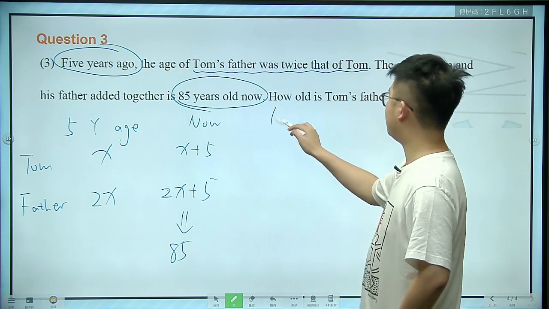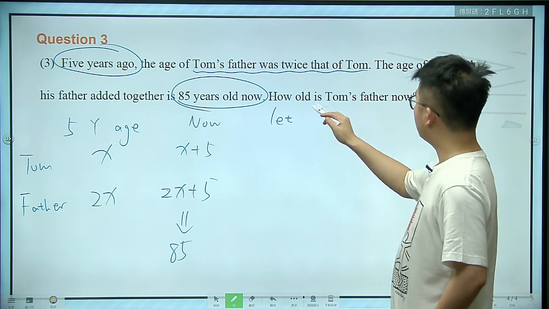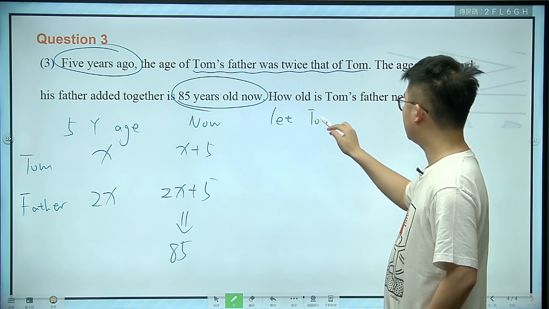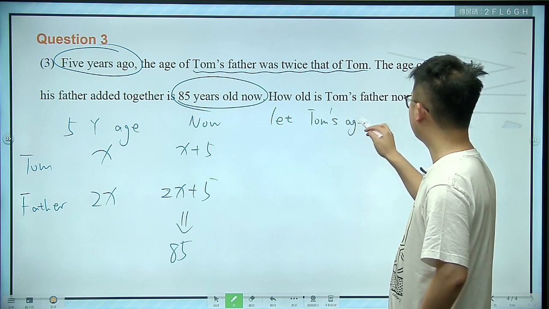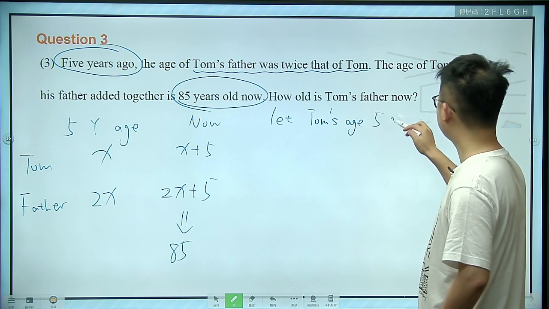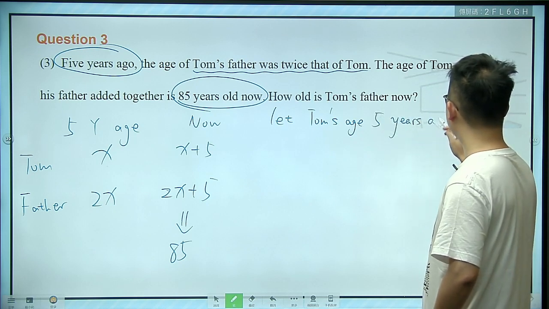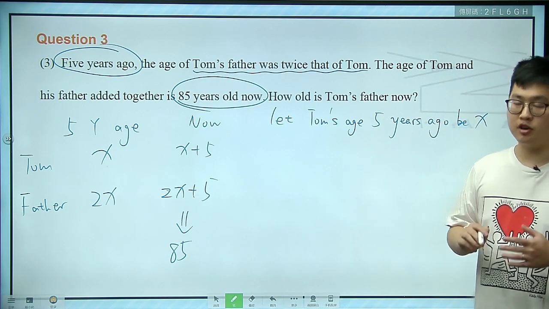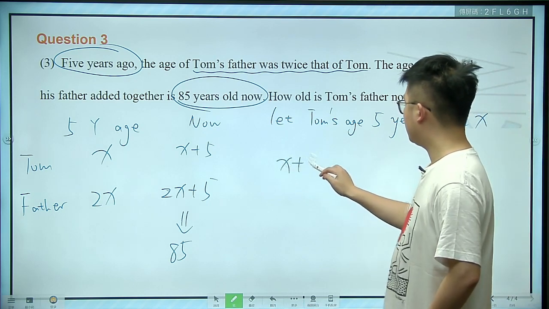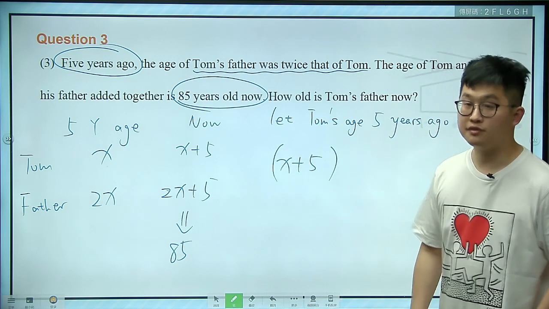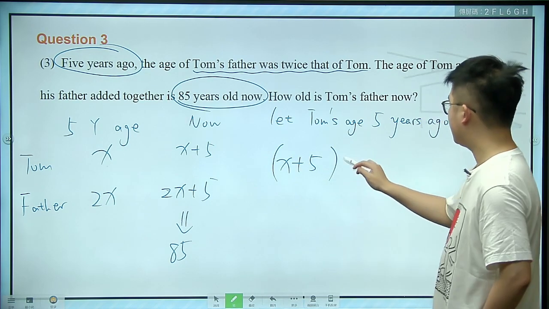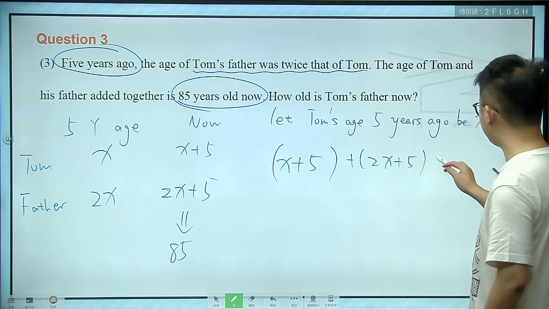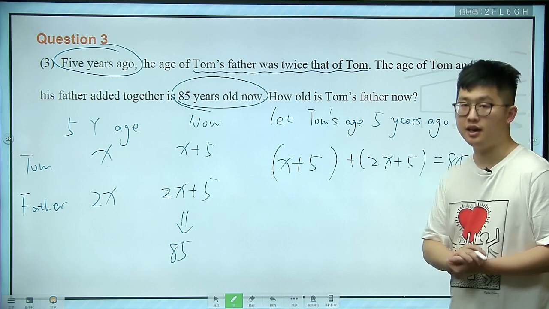Let's first do the unknown. Let Tom's age 5 years ago be x. So we could write down the equation just like this: x plus 5, this is the age of Tom now, and 2x plus 5, this is the age of his father, and these two add up to 85.